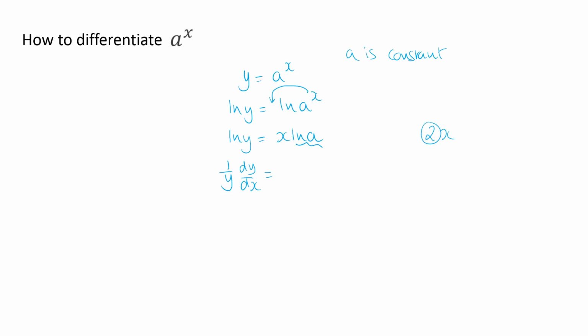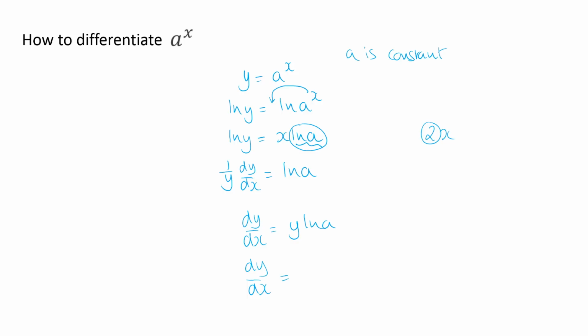So x ln of a just differentiates to ln of a. So that's just going to be ln of a on the right. And now we want dy by dx on its own. So we can cross multiply and take that y up. So it's going to be y, the ln of a, and then dy by dx.